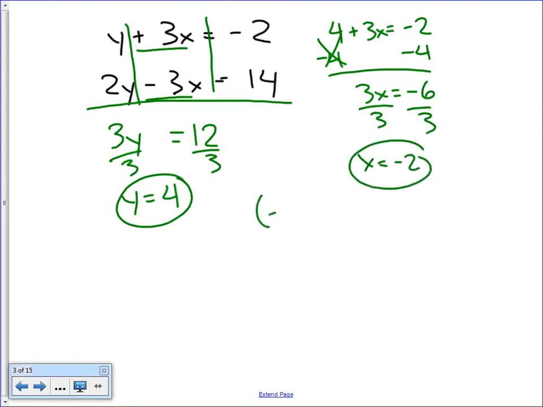So the point negative 2, 4 is my answer.